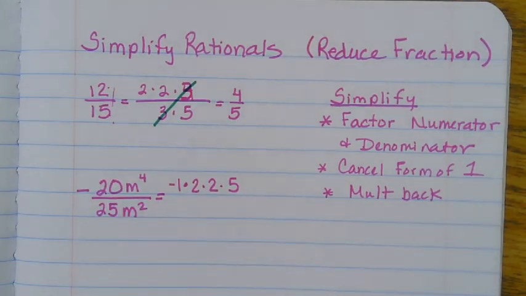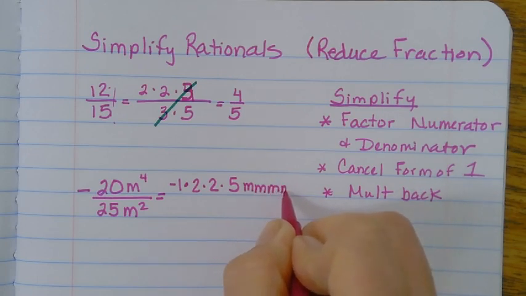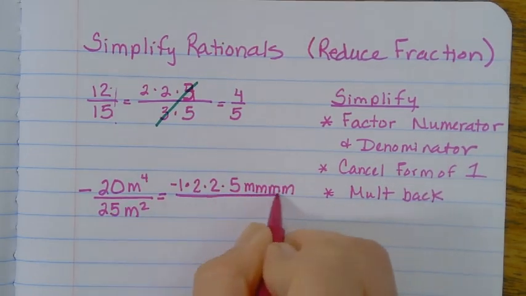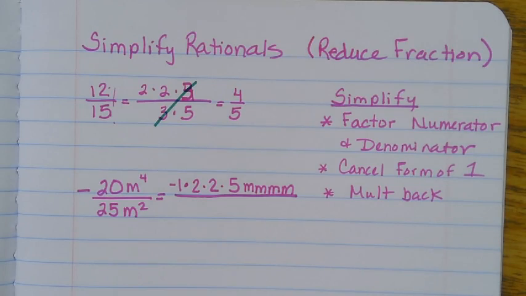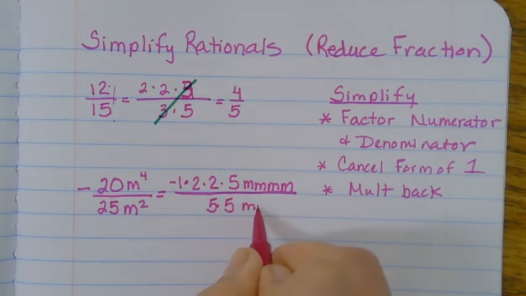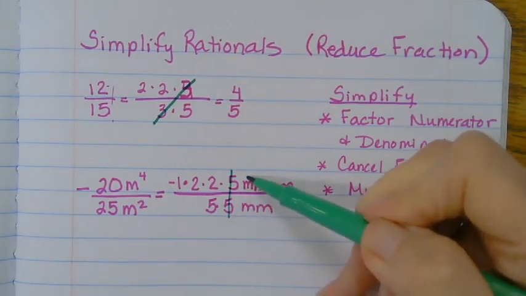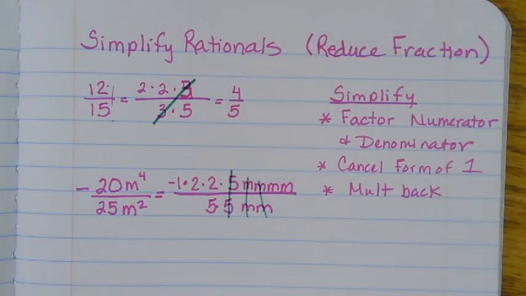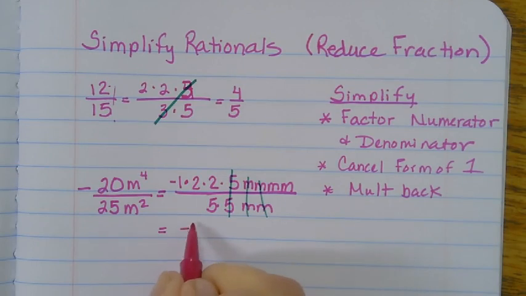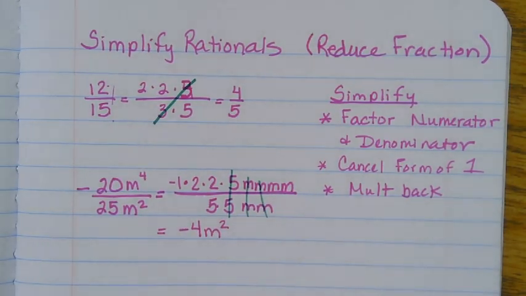And m to the 4th is 4 m's. And then 25 is 5 times 5 and 2 m's. So what cancels? The 5 and the 2 m's. Okay, so what's left? Multiply it back together. -4 m squared over 5.